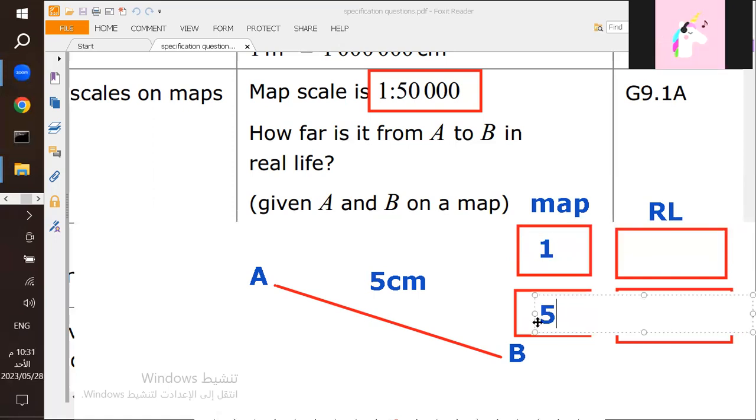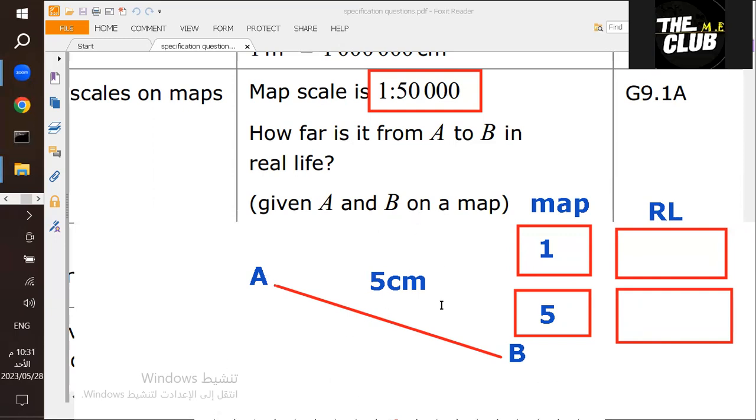Mister, how did you get the 5 though? As I said, this is not a question. This is an idea. The 5 is measured with a ruler. The question should be like this. They should give you 2 points to measure with a ruler.